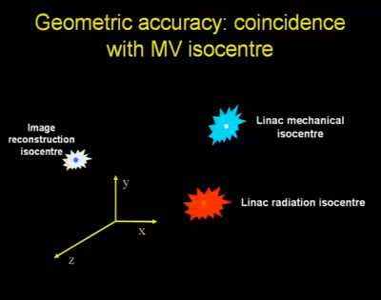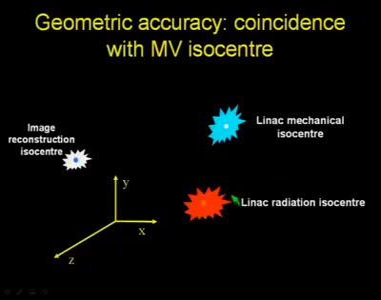Now, in my opinion, the dimension of quality that new users should be particularly wary of is geometric accuracy with image guidance systems. Essentially, it means, is the reconstruction isocenter coincident with the treatment isocenter? And this is a cartoon to show a little bit what is happening.